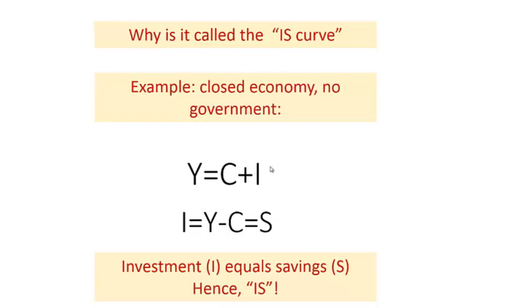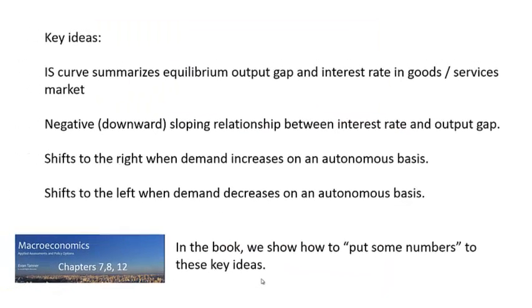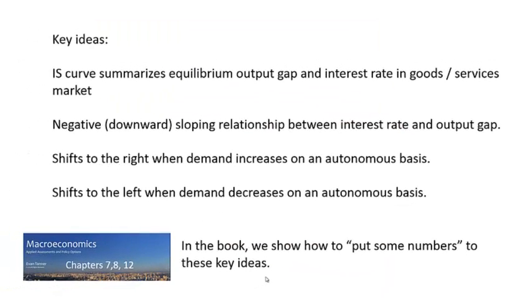Now, you may be asking, why is it called the IS curve? So let's take a simple example, a closed economy with no government. Output is equal to consumption plus investment. We can rearrange that to read investment is equal to output minus consumption, or investment is equal to savings. Hence, along this line, investment I must equal savings S. Hence, the IS curve.